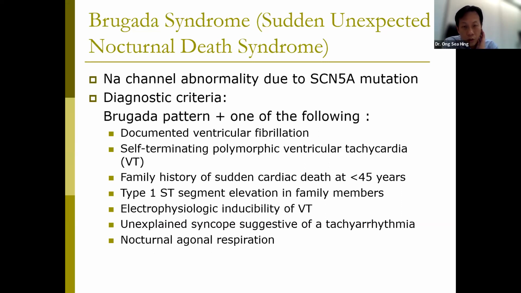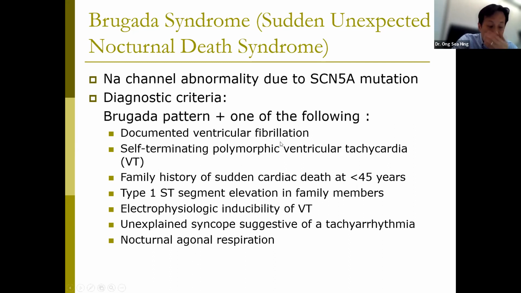Brugada syndrome is also called sudden unexpected nocturnal death syndrome because of what I just mentioned. It is a sodium channel abnormality due to SCN5A mutation. We don't typically run the mutation or the genomic testing. And then the diagnostic criteria is all these things.